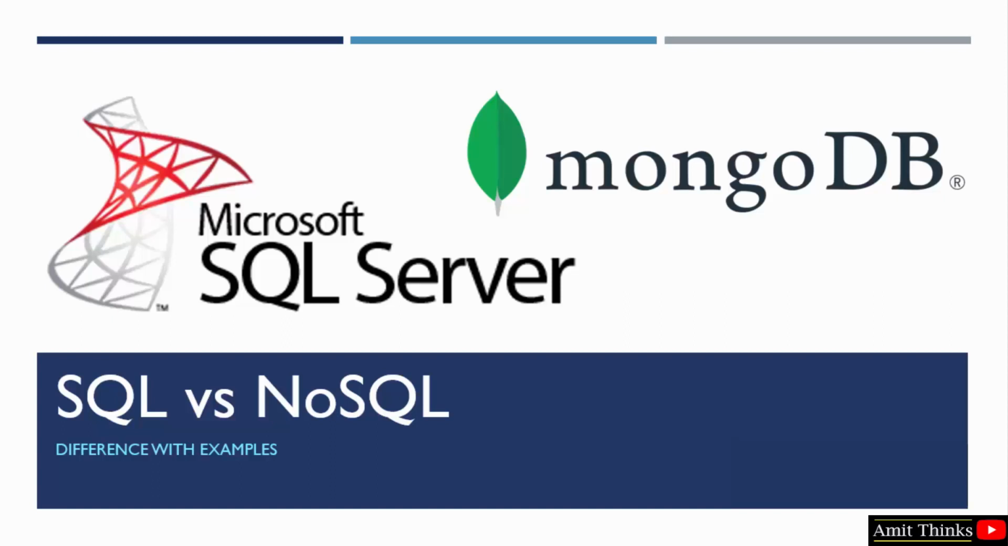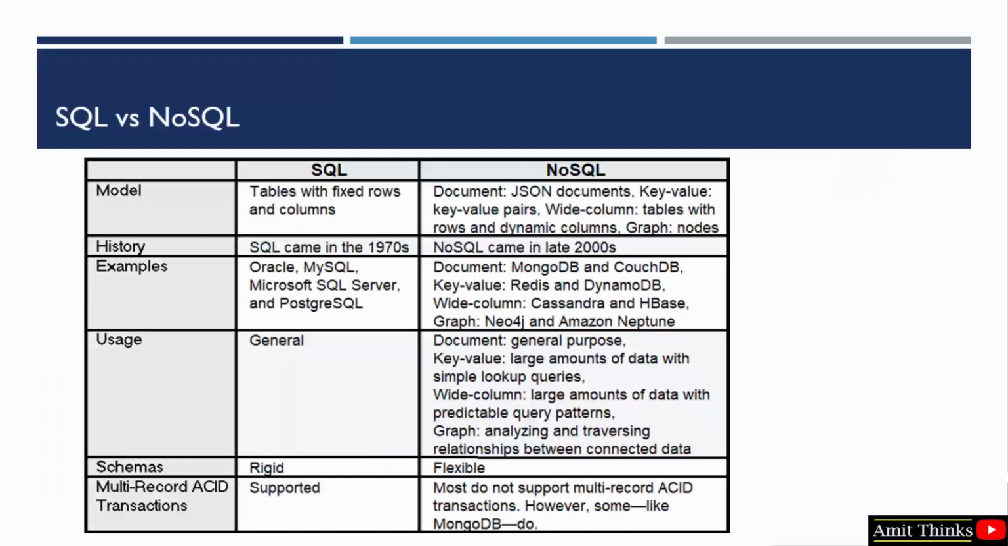Hello guys, in this video we will learn about the difference between SQL and NoSQL. We will cover this difference with examples. Let's begin. SQL follows the relational model, that is the RDBMS model, the old school way of creating tables with rows and columns. This is what SQL supports. NoSQL is completely different. It supports various formats like documents, and storing data in the form of key values, graphs, nodes and other stuff.